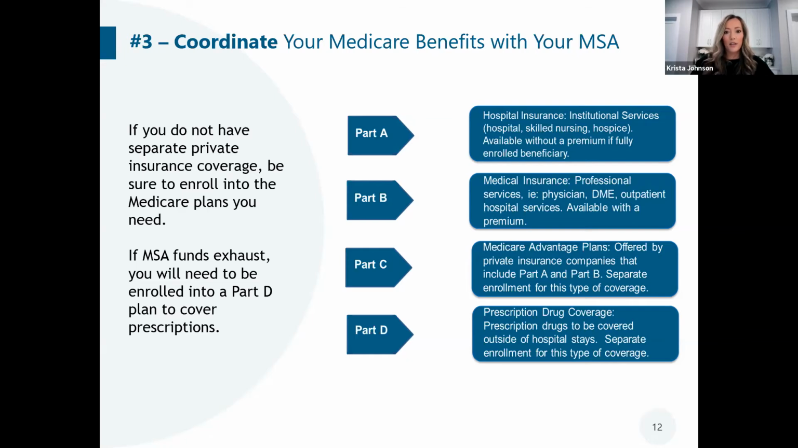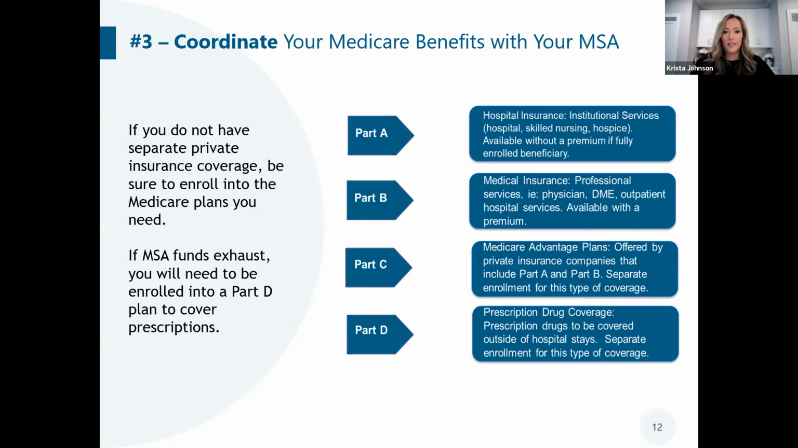Part B is medical insurance. So we're talking about professional services. If you're going to your doctor, your physician, you have DME or outpatient hospital services. Part B is available with a premium. Part C, we're talking about Medicare Advantage plans, and that'll be important here in just a moment. But these are offered by private insurance companies that include Part A and Part B. There is a completely separate enrollment for this type of coverage.